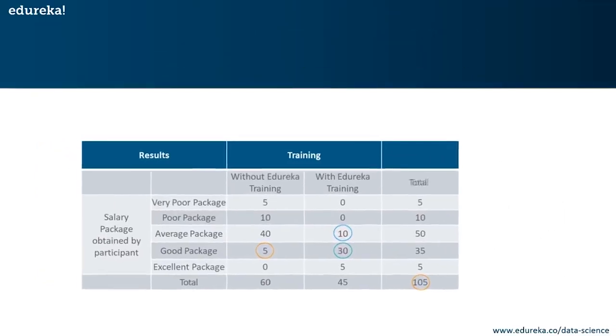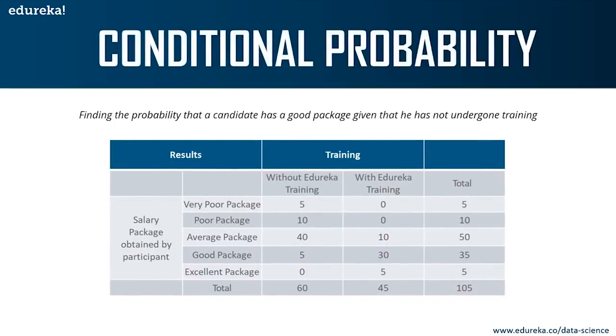Next, we have find the probability that a candidate has a good package given that he has not undergone training. Okay, now this is clearly conditional probability because here you're defining a condition. You're saying that you want to find the probability of a candidate who has a good package given that he's not undergone any training, right? The condition is that he's not undergone any training.